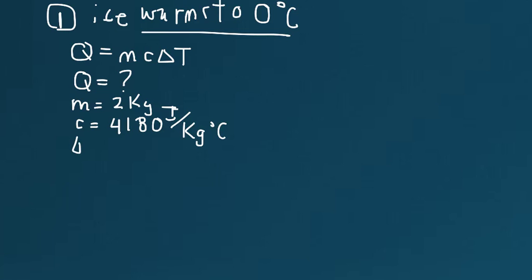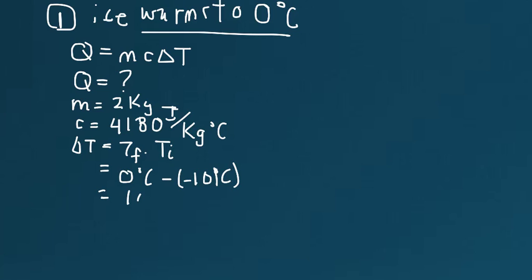The delta T, remember, is TF minus TI. The final temperature is 0 degrees Celsius. The initial temperature is negative 10 degrees Celsius. So our change is then 10 degrees Celsius. We'll sub in our values.